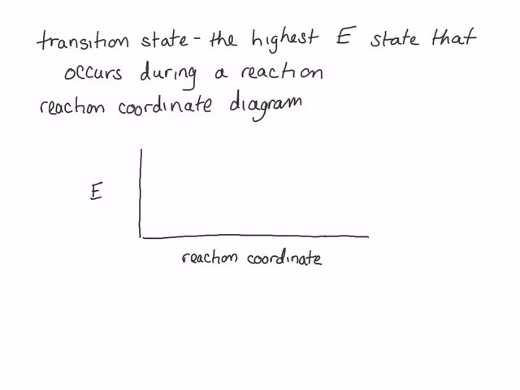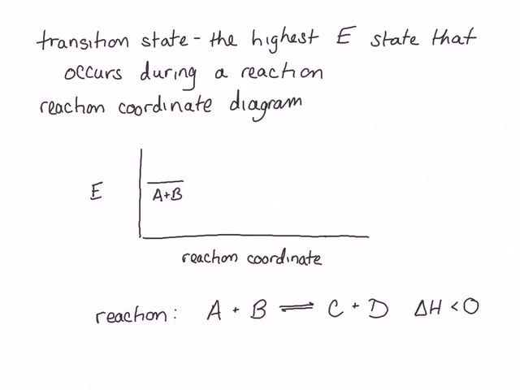So let's look at a specific example. We will look at the reaction of reactants A and B reacting to give us products C and D. This reaction is exothermic, meaning that the products will be lower in energy than the reactants. We can indicate this on our reaction coordinate diagram. The reaction coordinate starts at the reactants and ends at the products, which will be lower in energy than the reactants. The difference in energy between the reactants and the products is delta H, the change in enthalpy. We can also mark the position of the transition state, which will be between the reactants and the products, and will be the highest energy state that occurs.